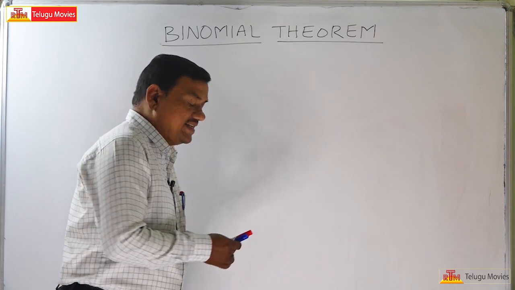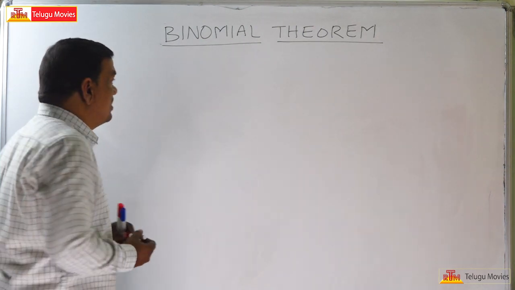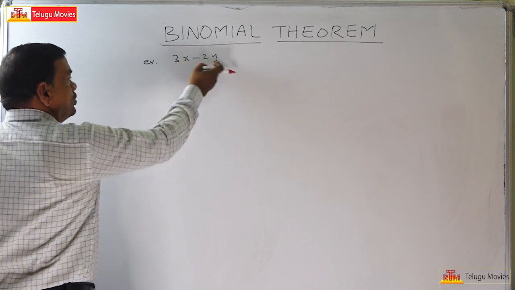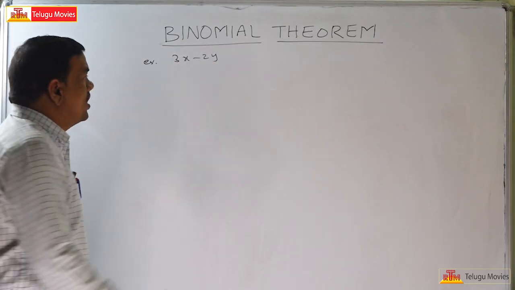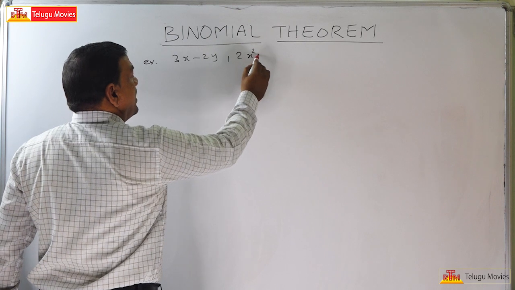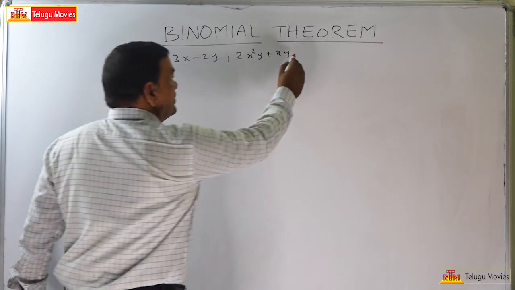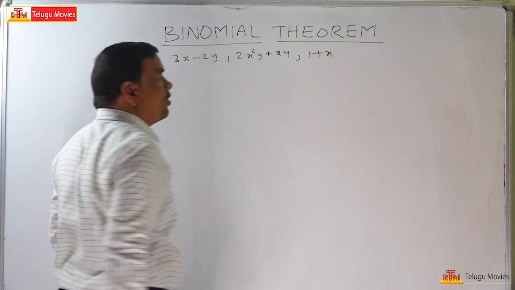So what are the examples of binomial? The examples of binomials are 3x minus 2y. These two should be unlike terms. Otherwise, 2x square y plus xy, it is a binomial. Otherwise 1 plus x, it is a binomial.